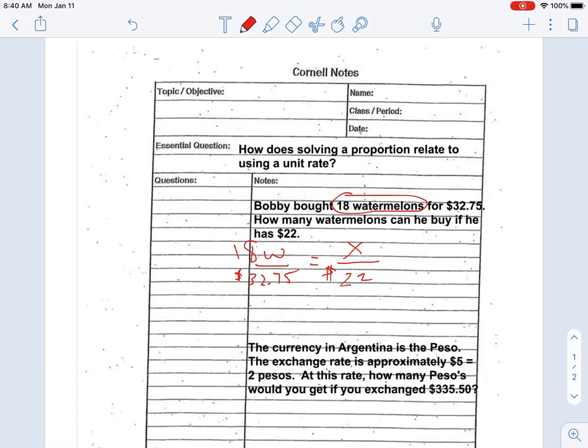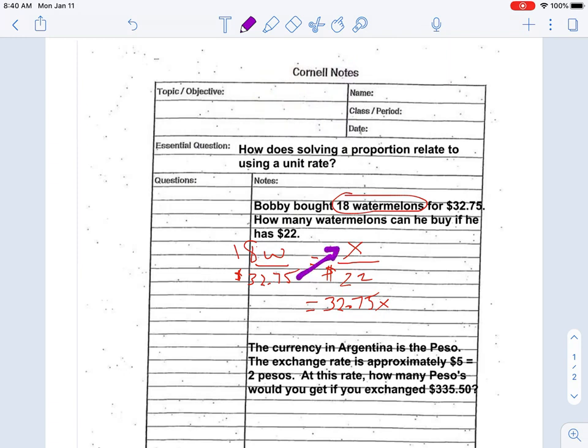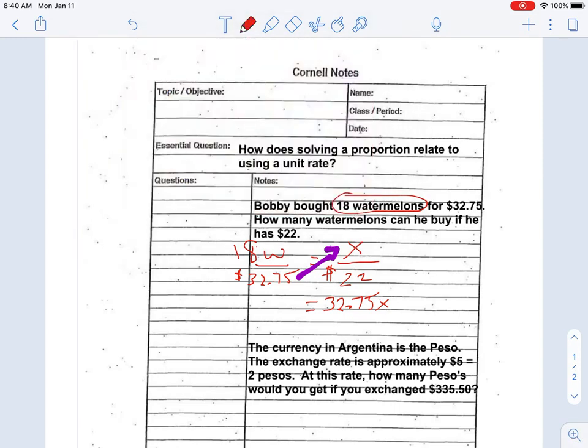So at this point, we're going to cross multiply. So 32.75 times X is 32.75X. So I'm cross multiplying. I'm going to draw this in purple. And when you do this, you always go from the bottom to the top. 22 times 18. Well, I don't have my calculator with me right now, so I'm just going to write this off to the side. 22 times 18.